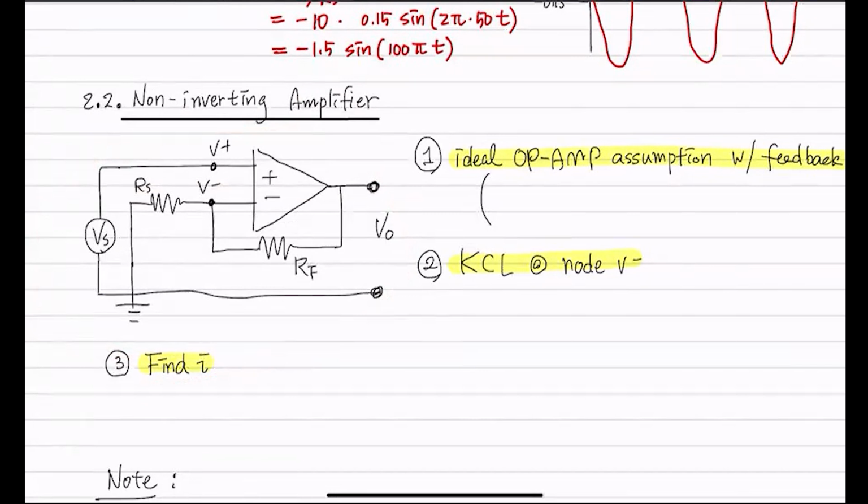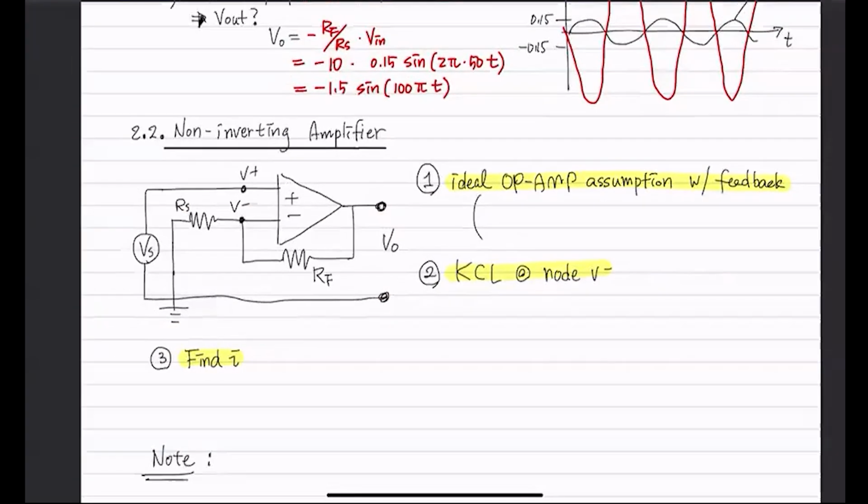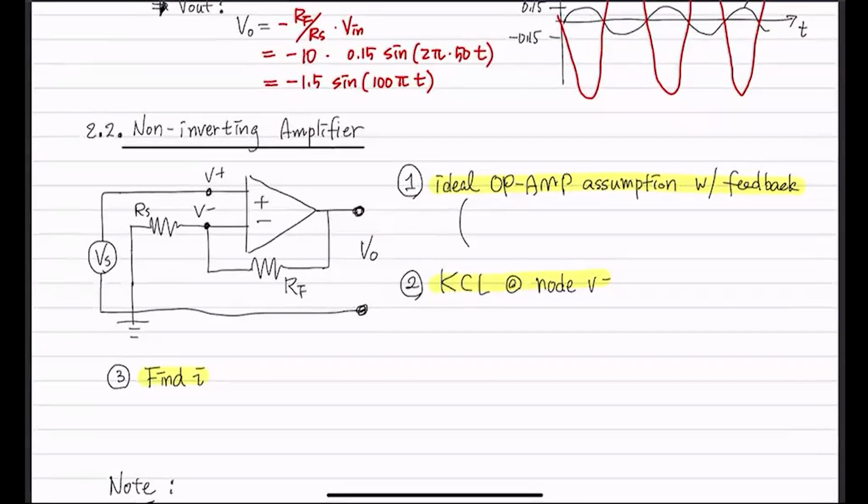Okay, so in order to find the relationship between your input source and the output, we do this 3-step process, right? The ideal Opamp assumption with the feedback. We're going to use IN is 0 and V positive is the same as V negative. Those are the assumptions, right? And then what do we do? We do the KCL at the negative node. So we can define IS.